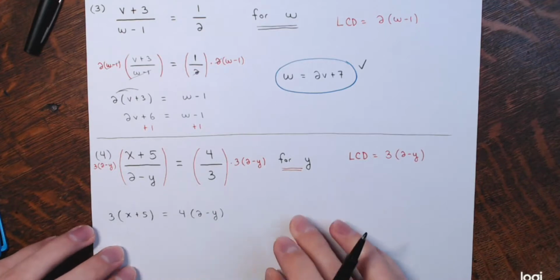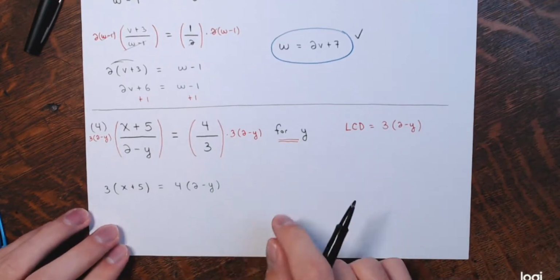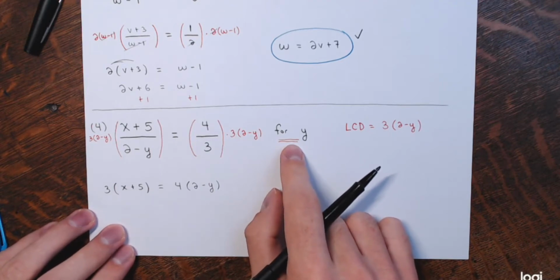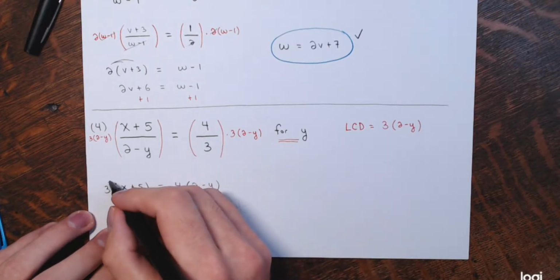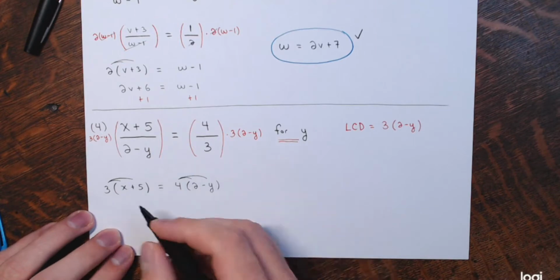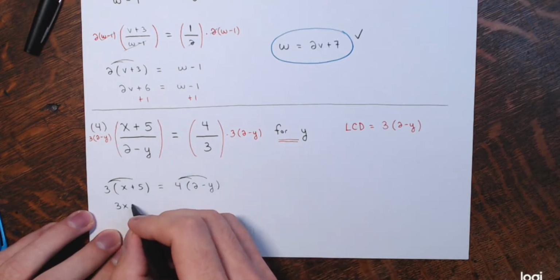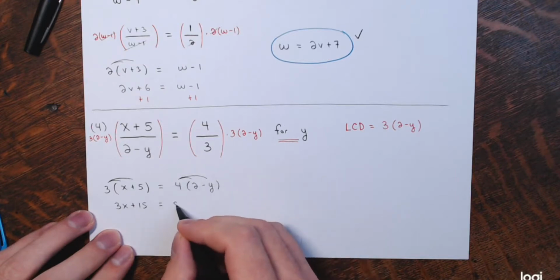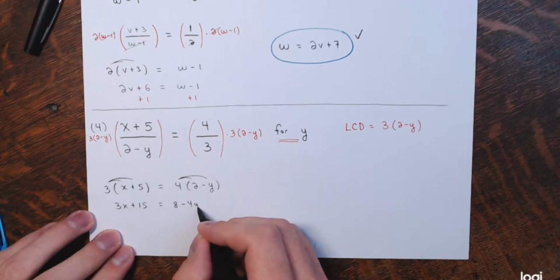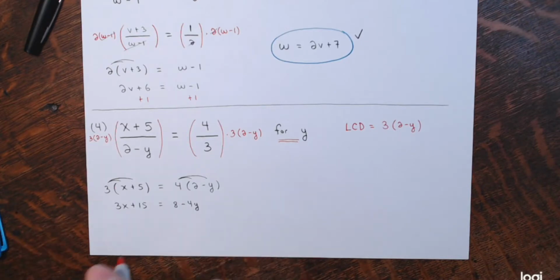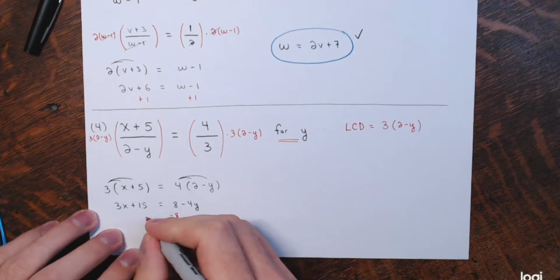Okay. Then I'll simplify the sides, and again, keep in mind the goal is to get y alone. So distributing the 3 on the left, distributing the 4 on the right, we have 3x plus 15 equals 8 minus 4y. And then to get y alone, first I would subtract 8 from both sides.